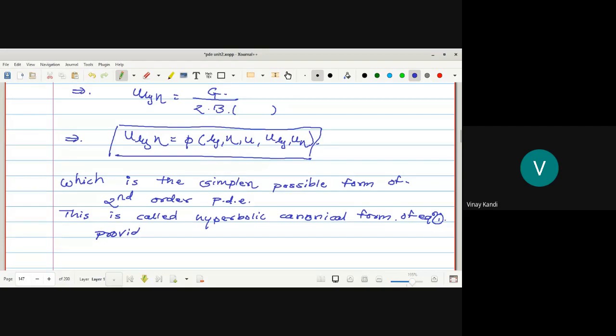provided s square minus 4rt is greater than 0.